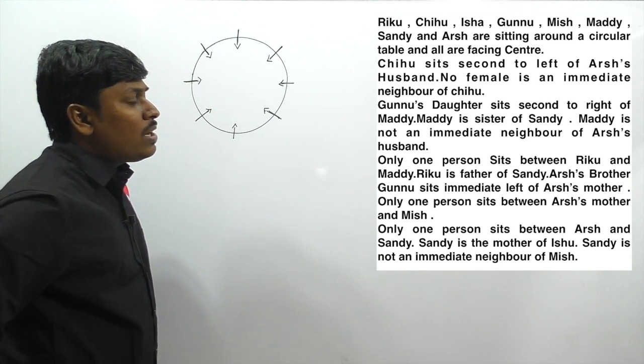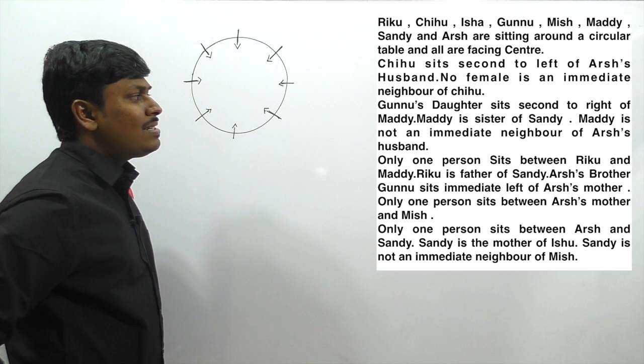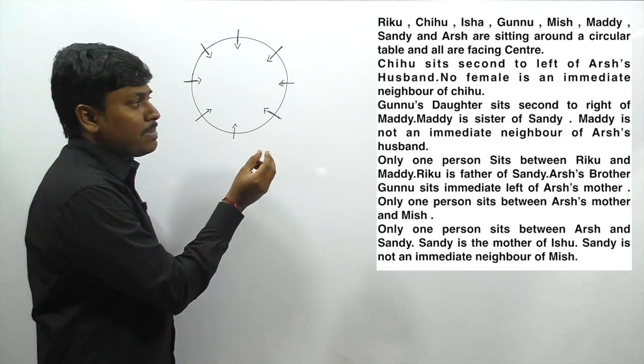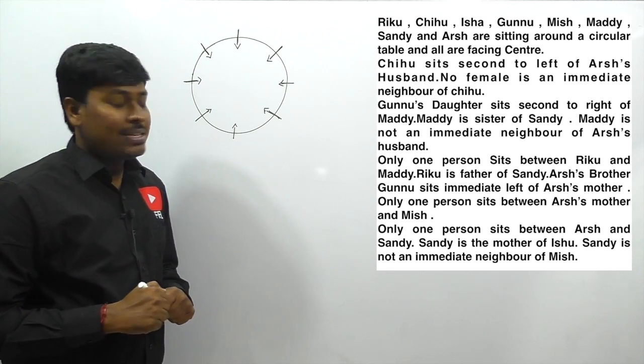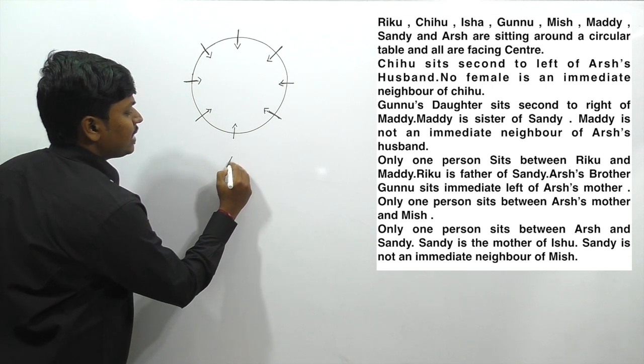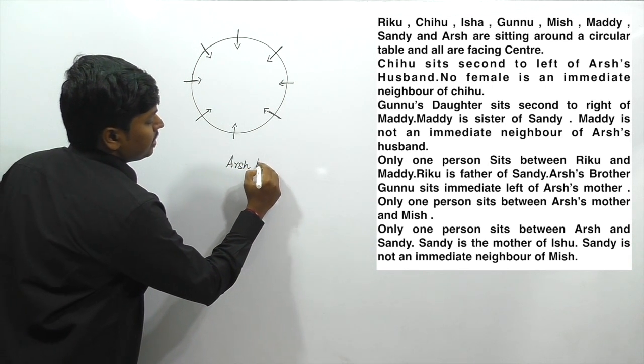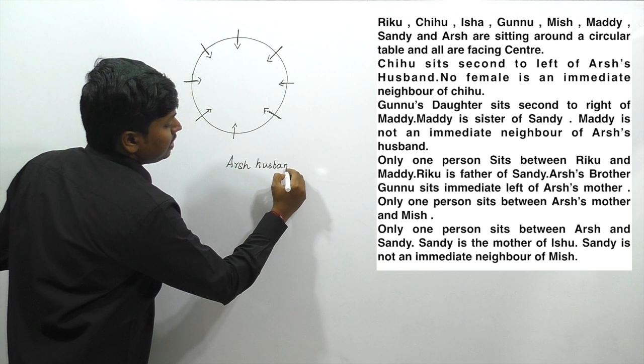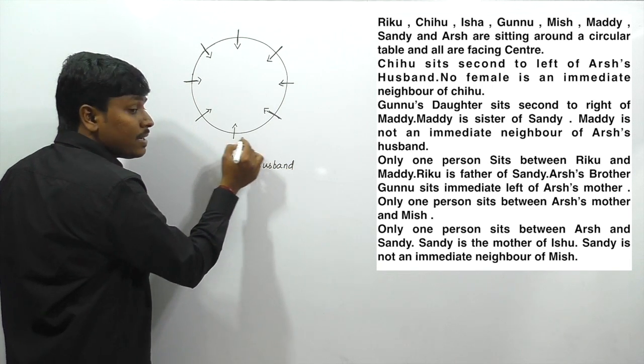Chikku sits second to left of Ash's husband. So friends, it is a direct statement, right? Ash's husband, left hand side at a second place, Chikku is sitting. So let me do one thing. We can say that Ash's husband. So this is Ash's husband. So friends, listen carefully. This place is for Ash's husband.